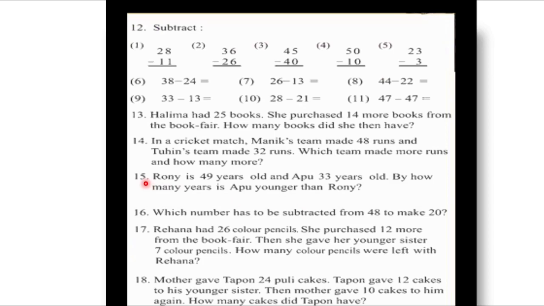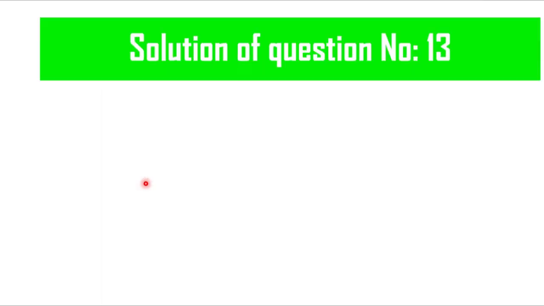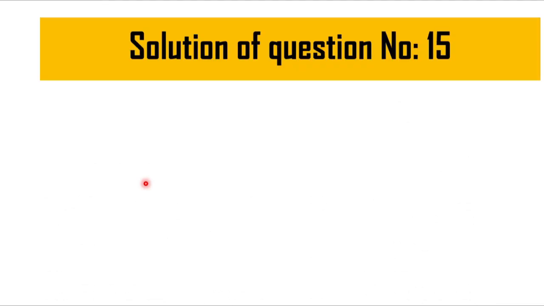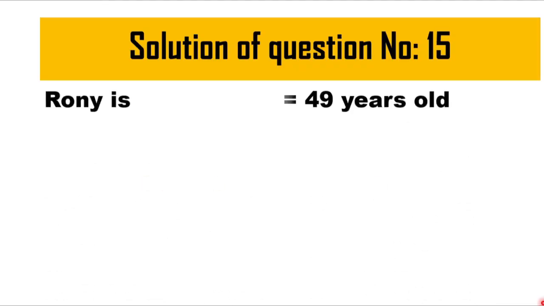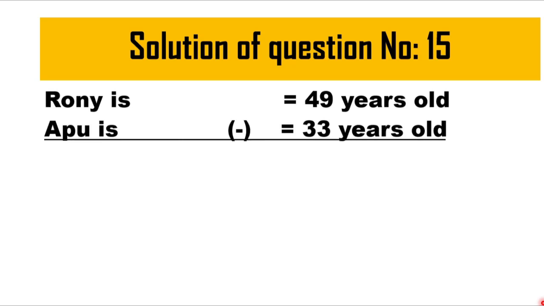So how can we do it? Let's go to the board and try to solve question number 15. Dear students, you can see the solution of question number 15, and in the first line you should write that Ronnie is 49 years old, and you know that it was mentioned in that question. And in the next line you should write that Oppu is 33 years old, and it is also mentioned in the question. And in the final line you should write the difference.